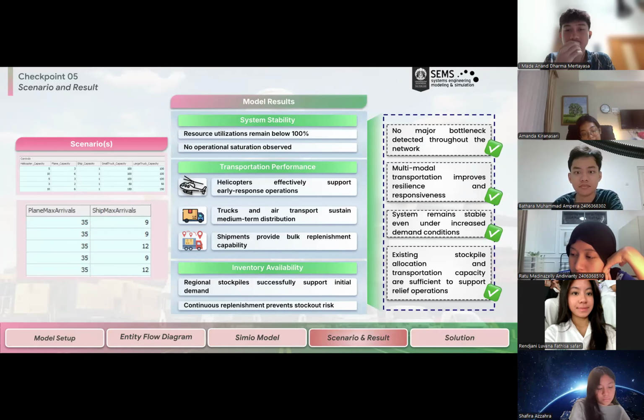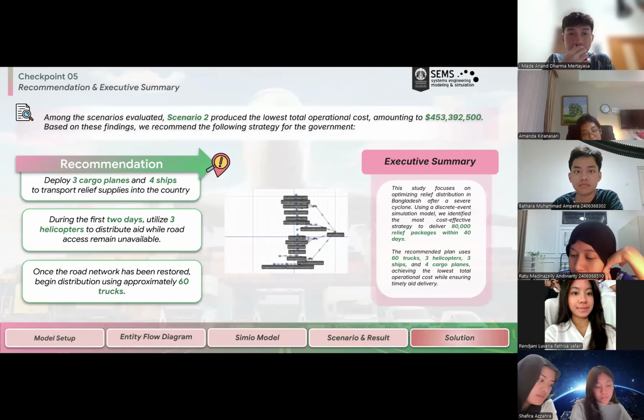The assignment asks us which combination of vehicles is optimum based on price and utilization. And we can conclude that scenario 2 produces the lowest operational cost, with only 3 cargo planes and 4 ships, while utilizing only 3 helicopters and 60 trucks.